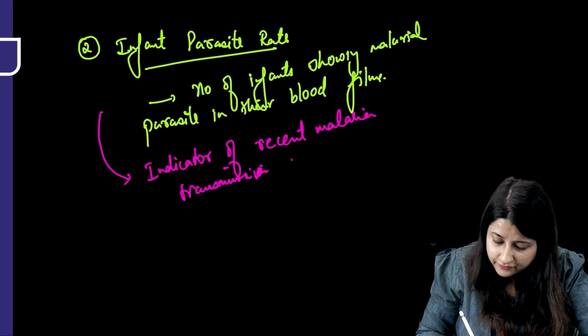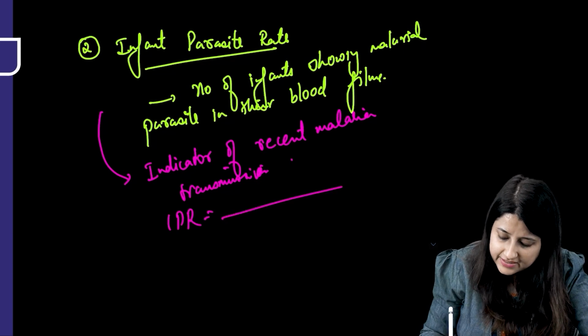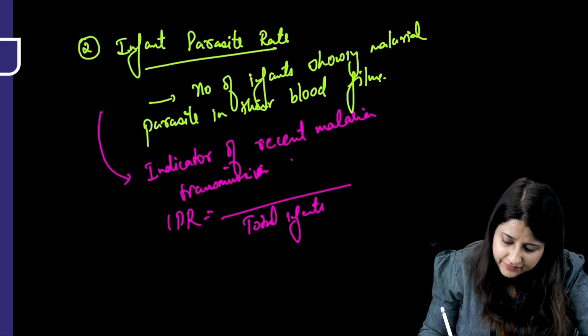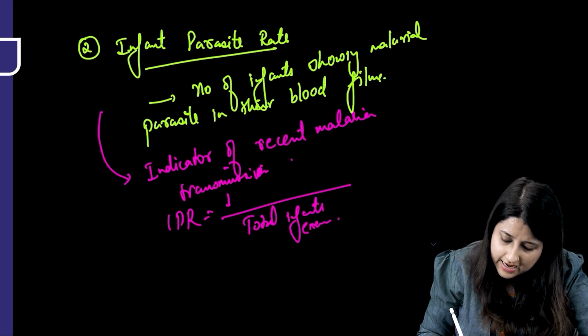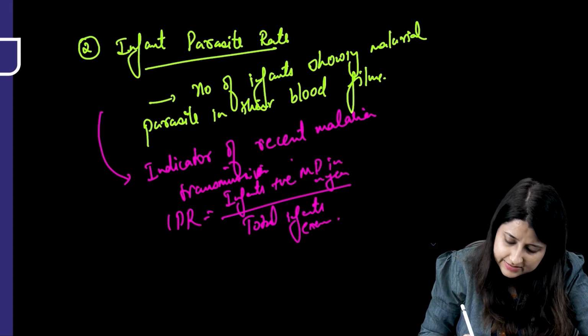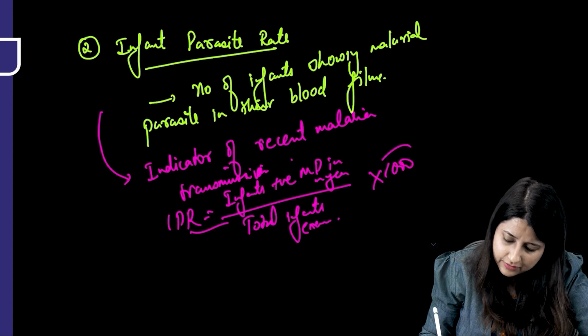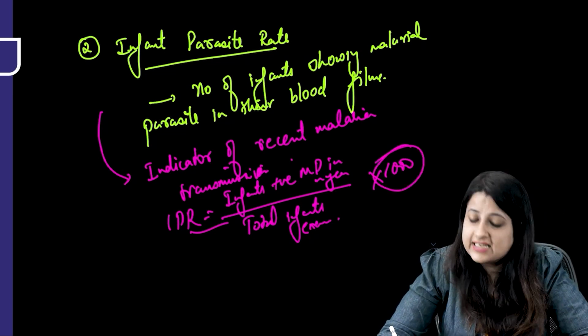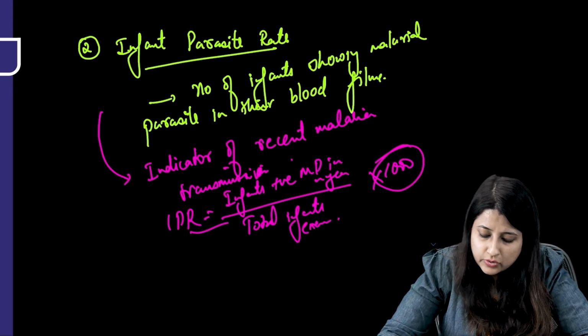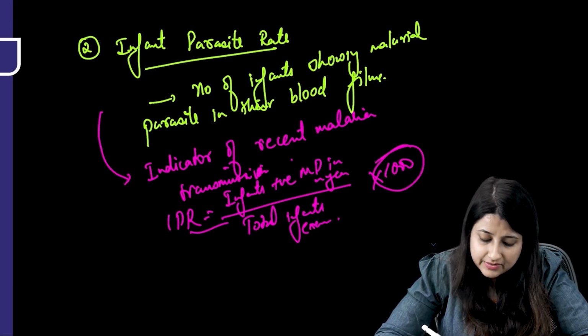And what is the formula for infant parasite rate? You will just write: out of the total infants examined, how many infants are positive for malarial parasite in a year. Since it's a rate, the multiplier is 1000. It is an indicator of recent malaria transmission. Number of infants showing malarial parasite in their blood film.